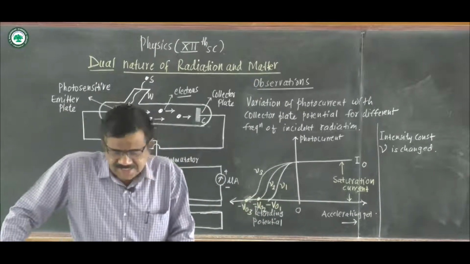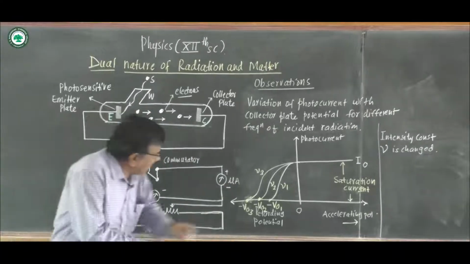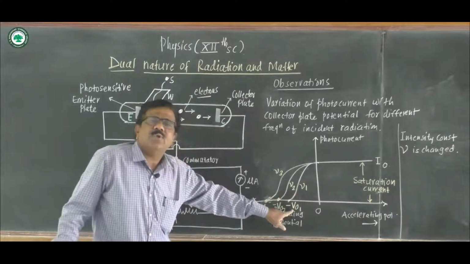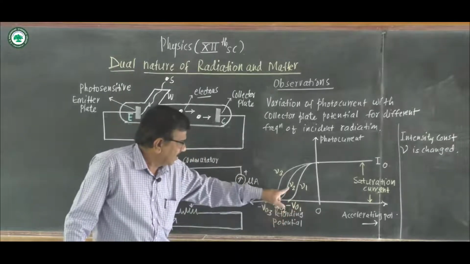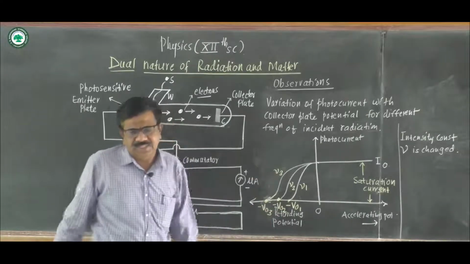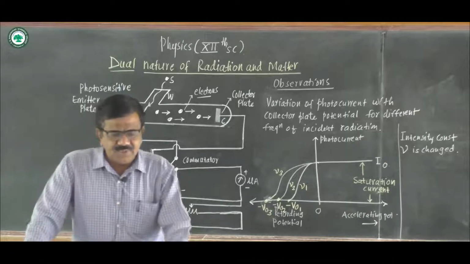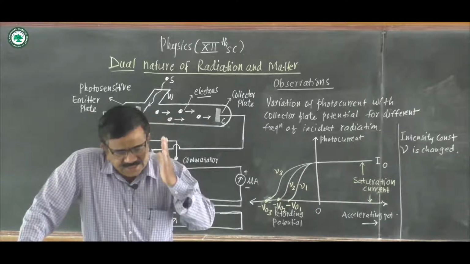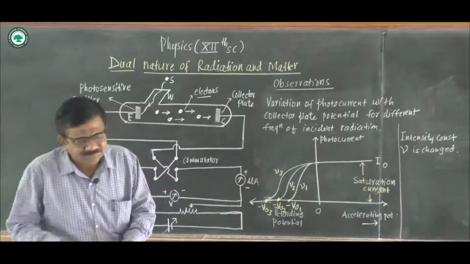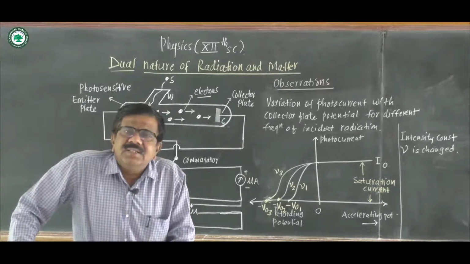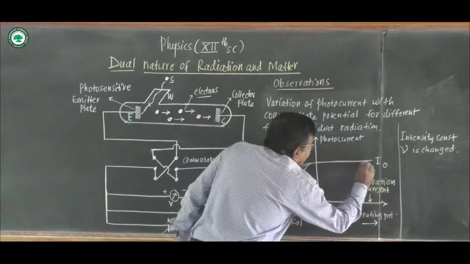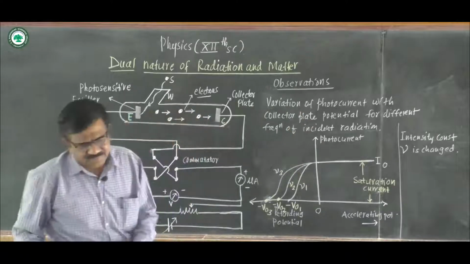For different frequencies, the stopping potential is different. For nu1, the stopping potential is minus V01, for nu2 minus V02, and for nu3 minus V03. The intensity of incident radiation is constant and frequency is changed. For different frequencies the stopping potential is different, but the saturation current is the same. See, for all these frequencies, the saturation current I0 is the same.